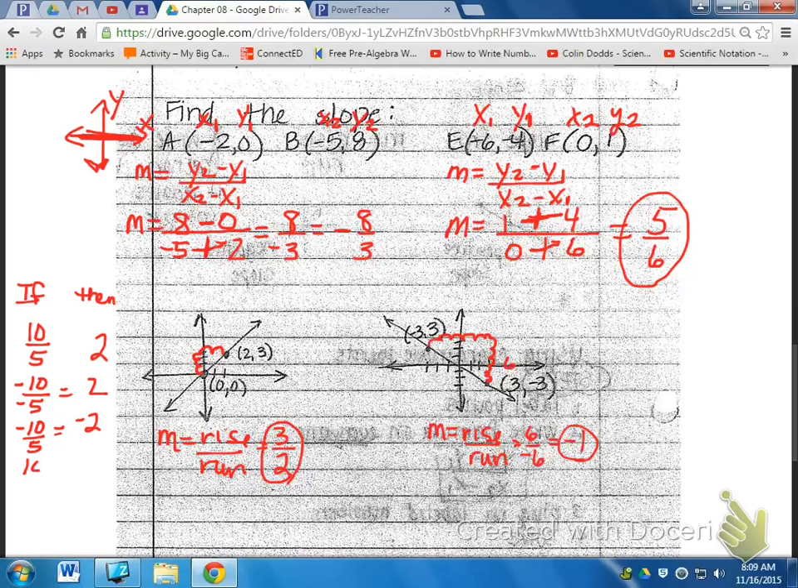If it came out to 10 over 4, you would write that as 5/2, but you would not reduce it to a mixed number. Okay, what about if it came out as 0 over 4? What would you write? If it came out to 0 over 4, you would write 0. And if it came out as 4 over 0, you would write undefined.